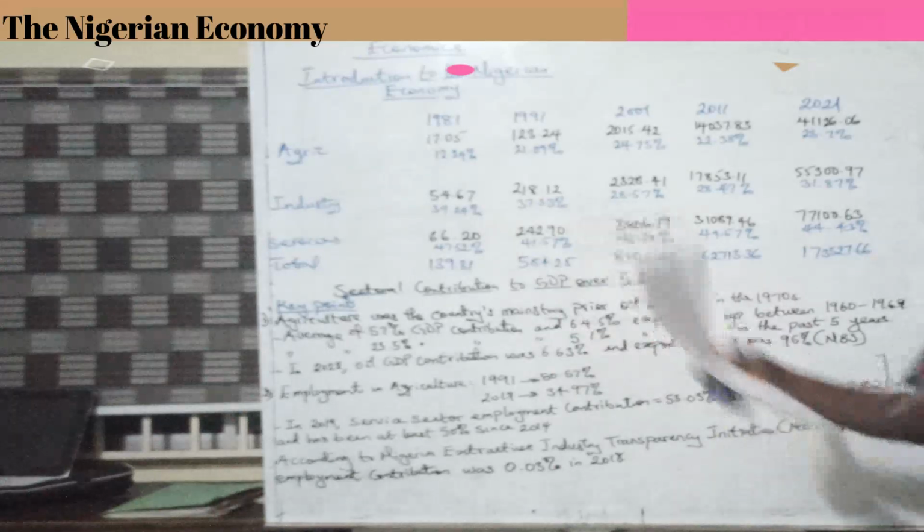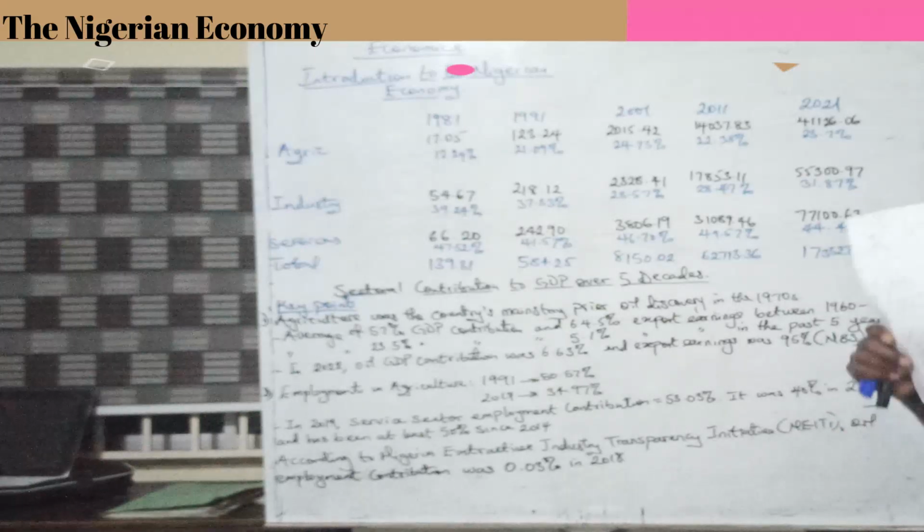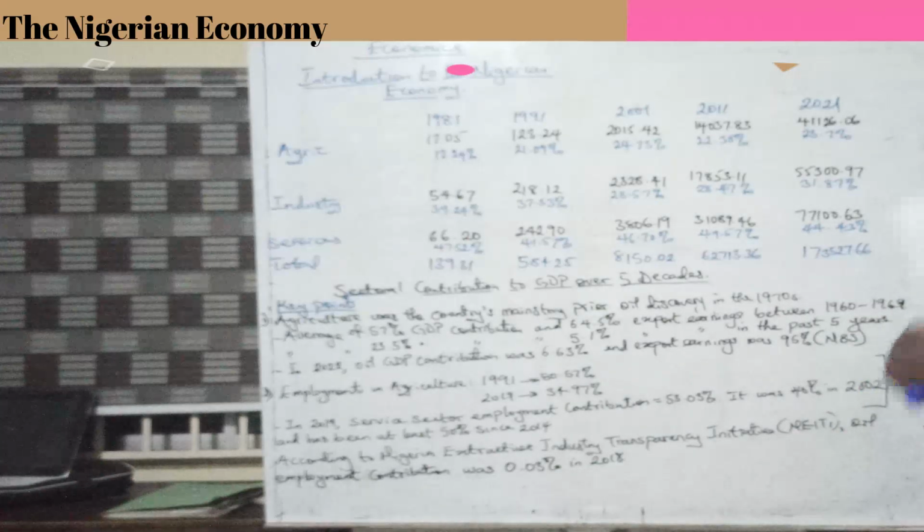So in the next class, we'll finalize what we have to talk about in the introduction to the Nigerian economy. I didn't even know it was going to be up to 3 classes. I was thinking just 2.